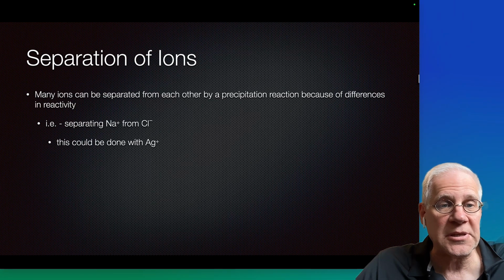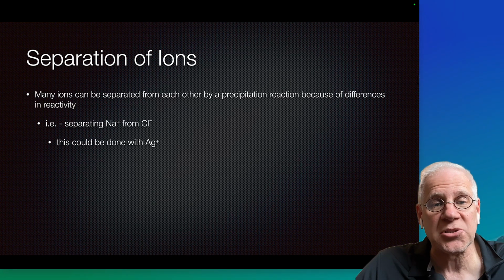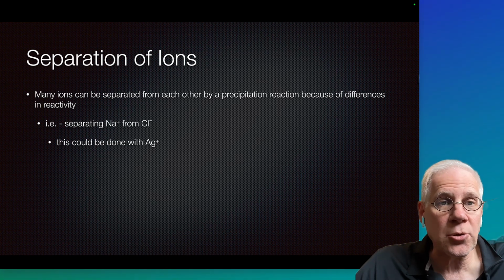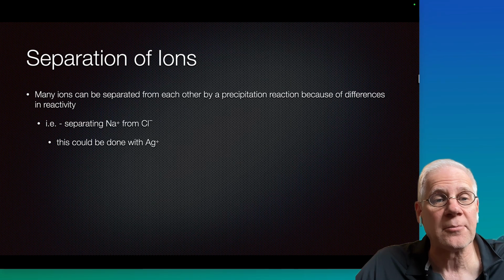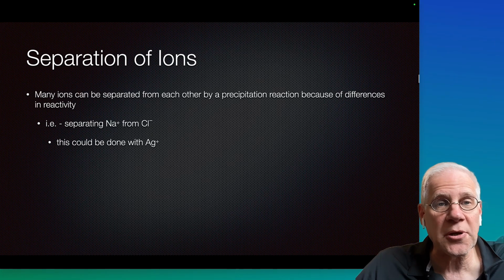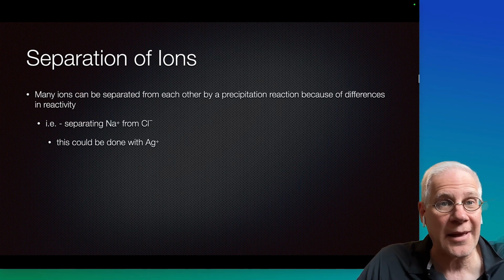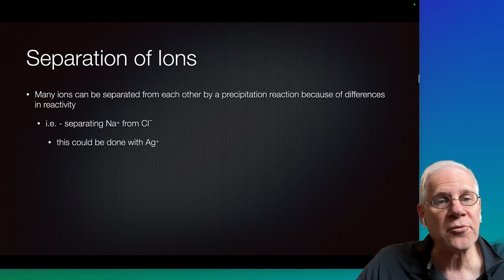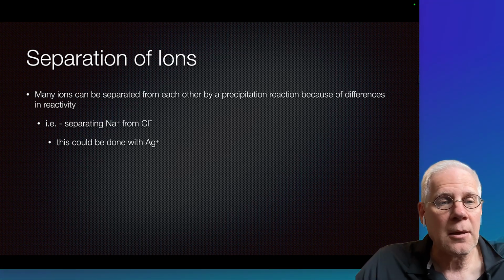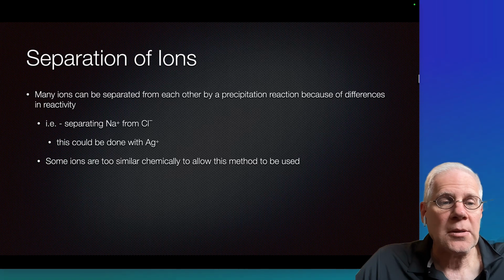Well, that's actually really easy to do with silver. We know that silver will precipitate chloride ions, and so that effectively removes them from the solution, leaving just the sodium ions and whatever counter ion the silver came in with, maybe like a nitrate or something. But it removes that chloride from that solution.